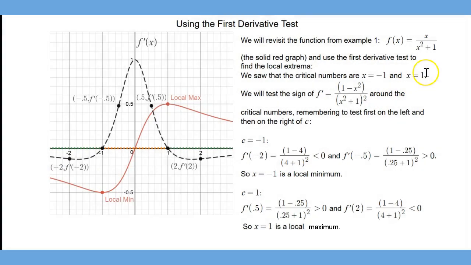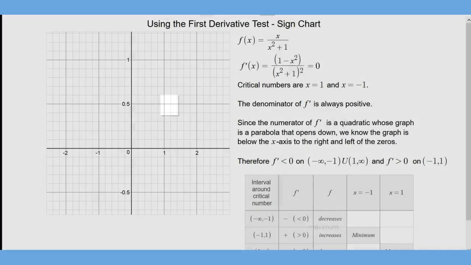And likewise, we do the same with c equals 1. We test to the left of 1 and to the right of 1. We put those in the first derivative. The first derivative is positive to the left of 1 and negative to the right of 1. So I have a local maximum.